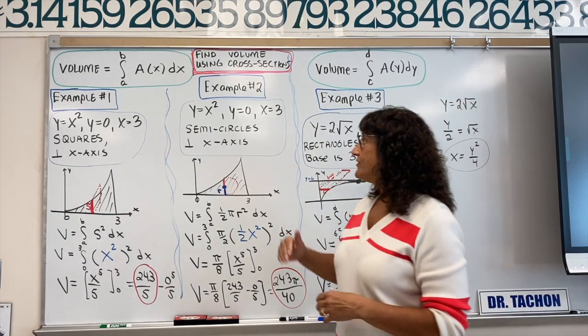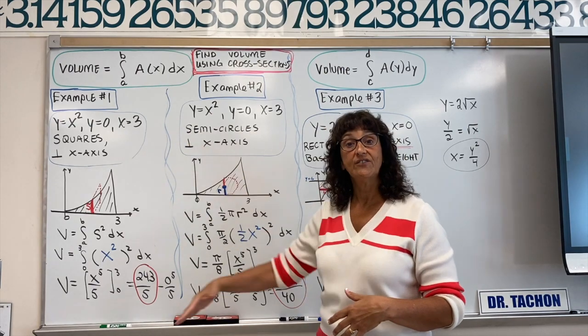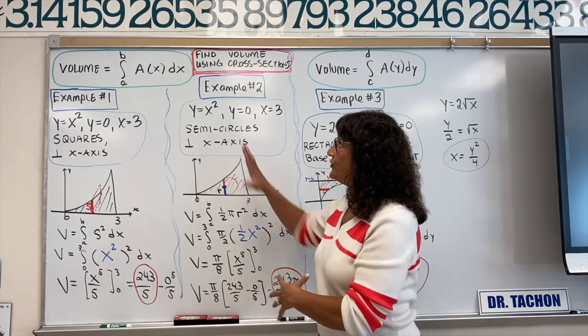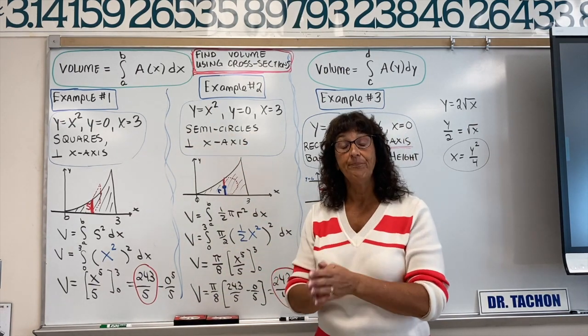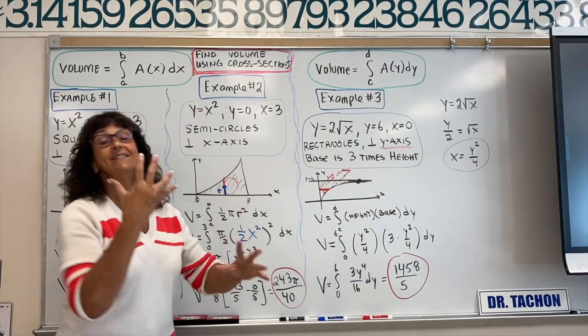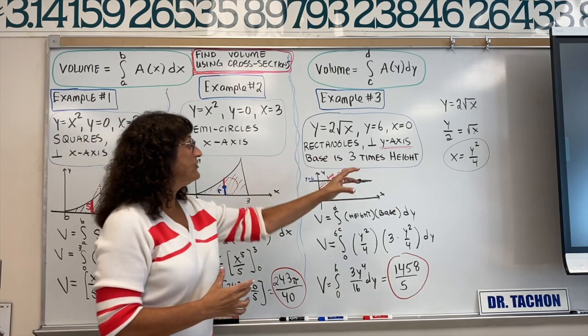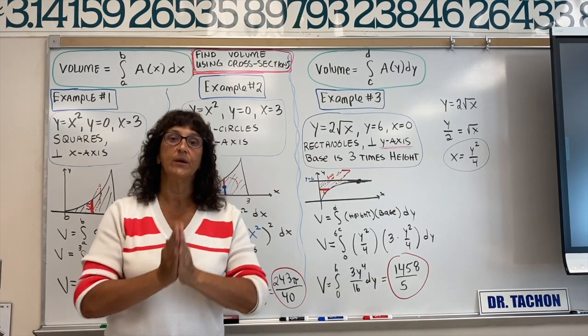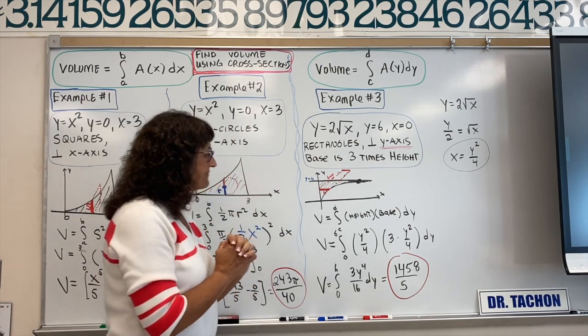If your cross sections are perpendicular to the x-axis, then you're going to work it out in terms of x. When your cross sections are perpendicular to the y-axis, then you need to maneuver things around and set it up and integrate with respect to y.